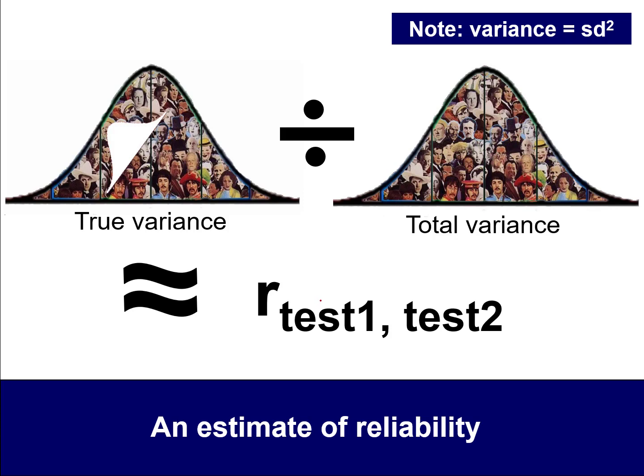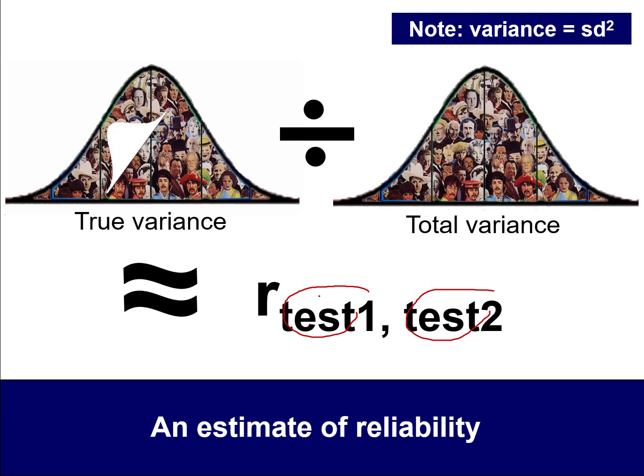And so if I had a class of 50 students, and every one of those students took 2 different versions of the final exam, that is, I'd have scores on test 1 and test 2, I could then calculate the correlation between those 2 tests, and that correlation would be an estimate of reliability. So if I calculated that correlation, and the correlation was 0.8, well, that would be the estimate of reliability for that test.